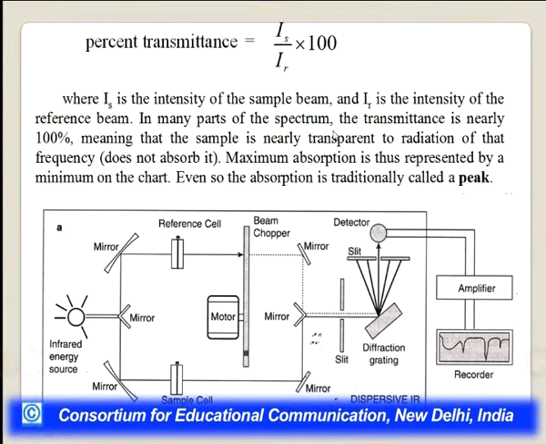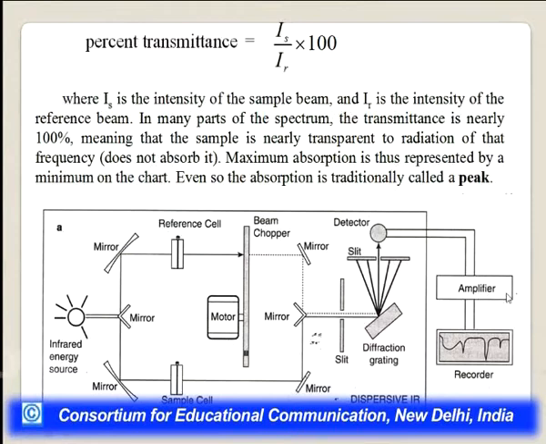In many parts of the spectrum, transmittance is nearly 100%, meaning that the sample is nearly transparent to radiation of that frequency. It means it does not absorb it. Maximum absorption is thus represented by a minimum on the chart. Even so, absorption is traditionally called a peak.